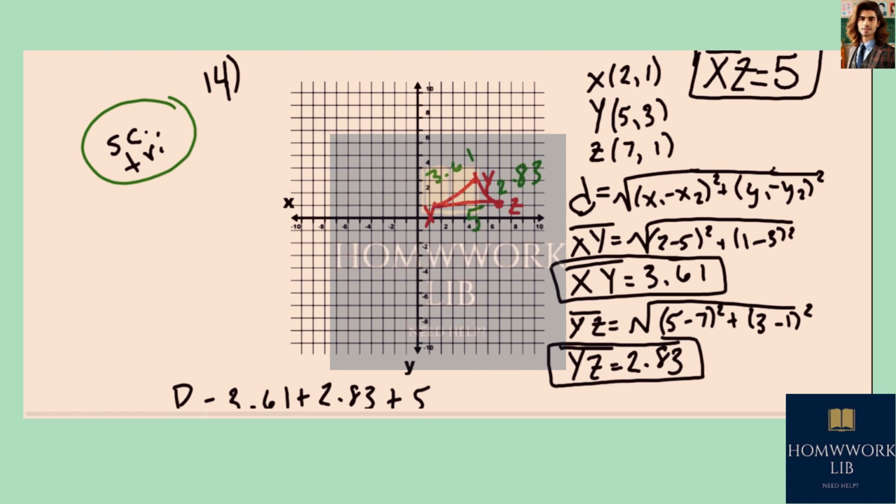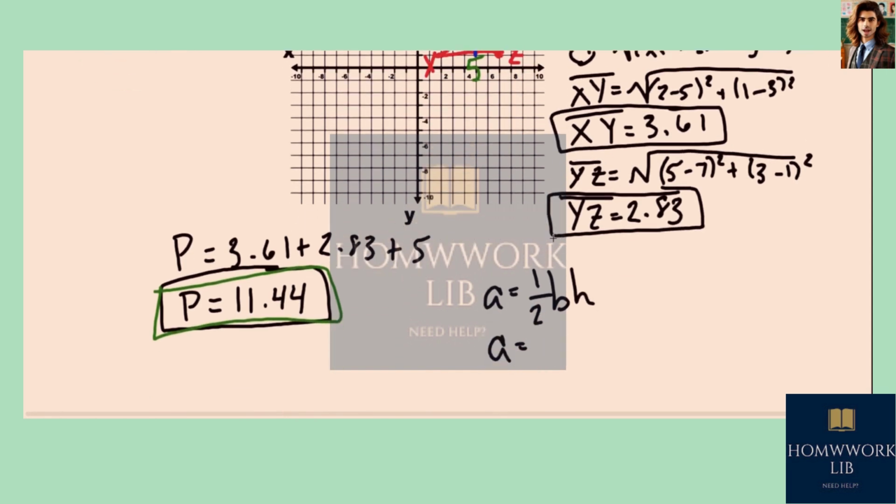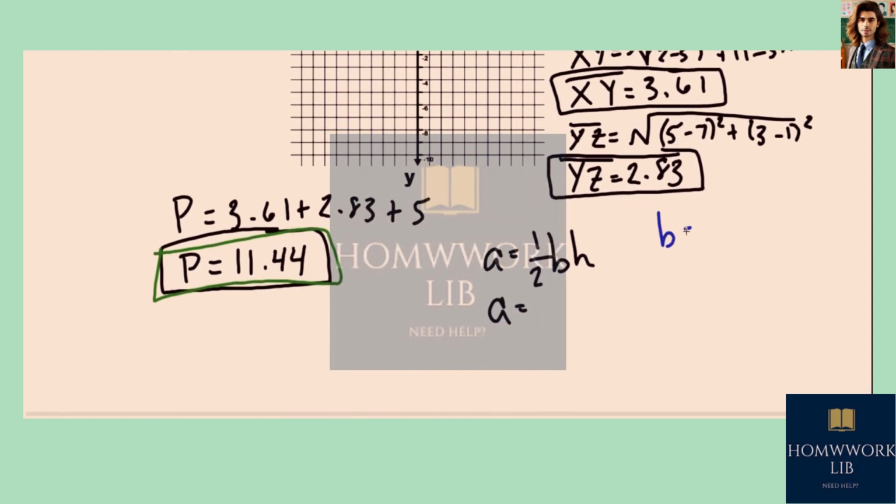So I'm going to show our height in blue. And you can see it's just those two square units. So in this case, our base is 5 and our height is 2. All we have to do is substitute those two in for our area, and that would be 1/2 times 5 times 2, and that will give us an area of 5 square units.